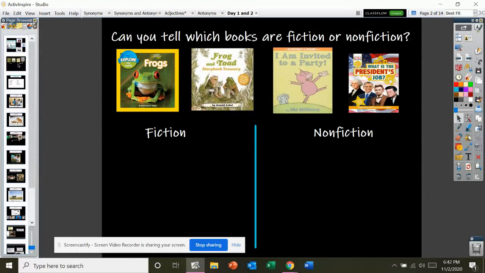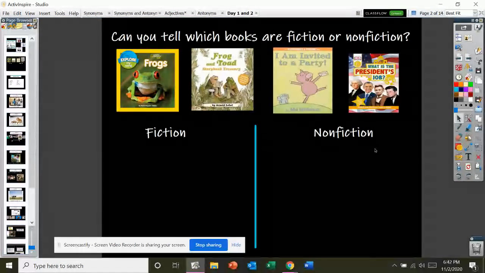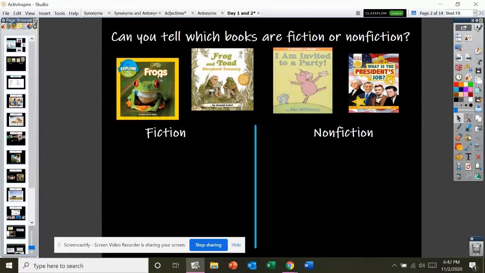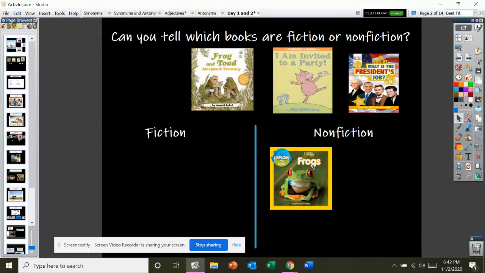Now, today, when we were doing our reading, we decided which one of these books were fiction, that means fake, it's not real, or nonfiction. That is an expository text. That is a real thing. You're going to learn real facts. We said that this story, Frogs, is nonfiction. We know it's nonfiction because there's a real photograph of a frog. We might open it up and learn some information about it.